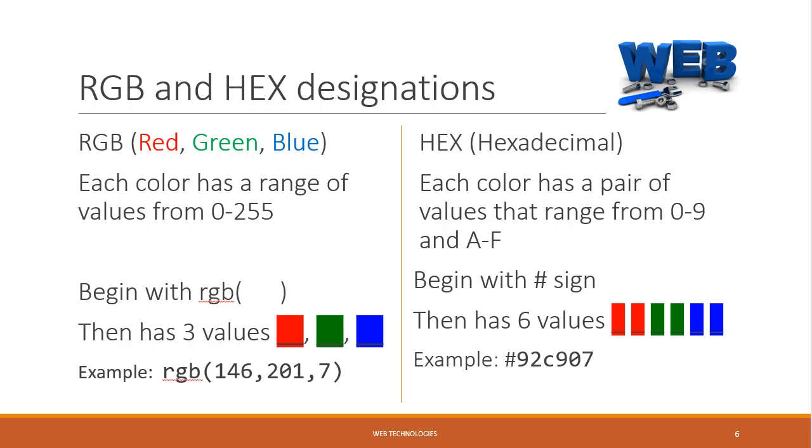So what we have is a system of specifying colors in two ways. One is called RGB, which stands for red, green, blue, and the other is called HEX or hexadecimal, which is a way of counting by 16. Decimal is a way of counting by 10. Hexadecimal is a way of counting by 16s.